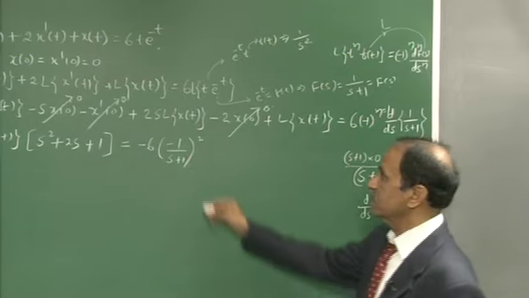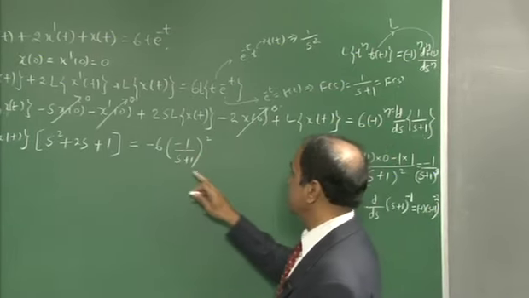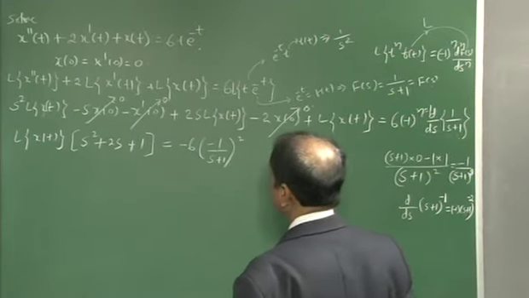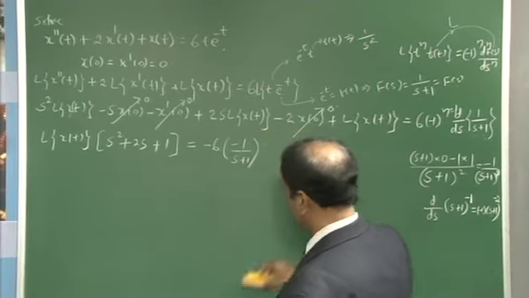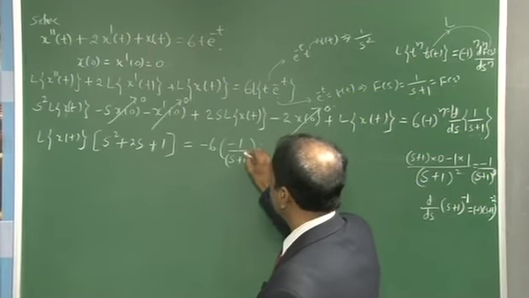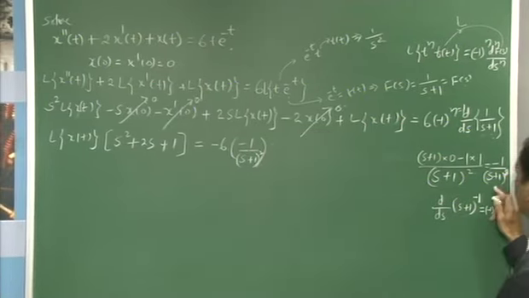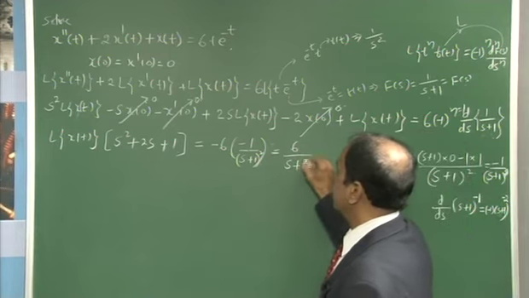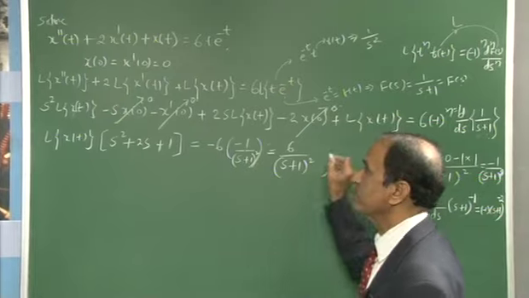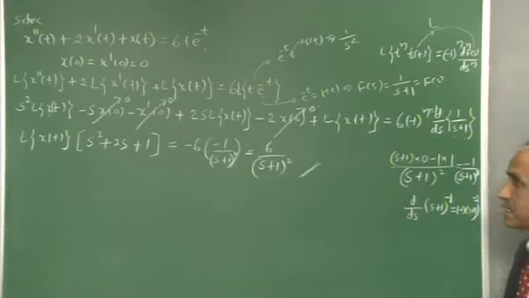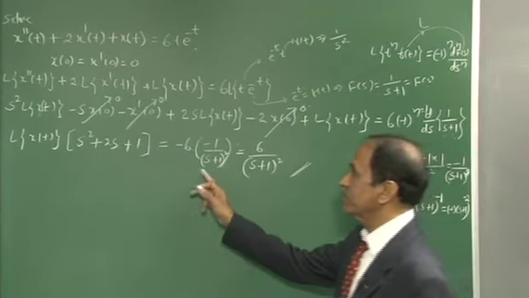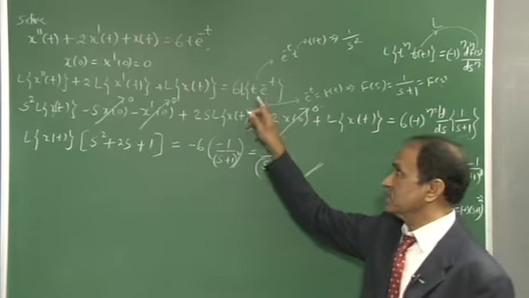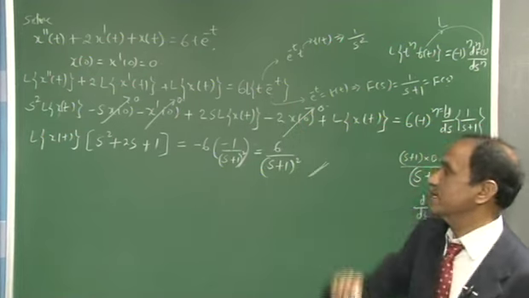Therefore, it leaves finally minus 1 divided by s plus 1 whole square. This whole square should be in the denominator, because of the u by v formula, denominator square. Then finally it becomes 6 divided by (s plus 1) whole square. So, this is the right side simplification when you talk about the derivative property application for the whole product, that is 6 into t into e to the power minus t.